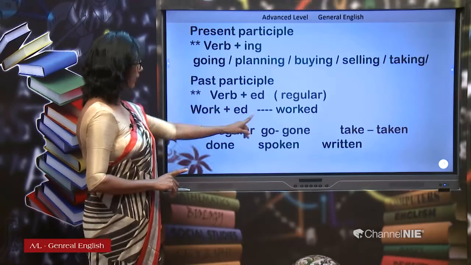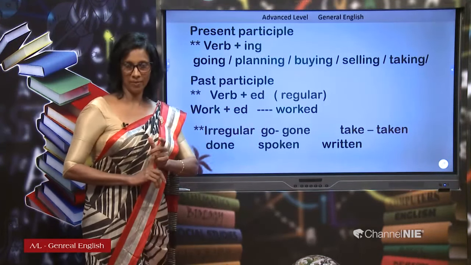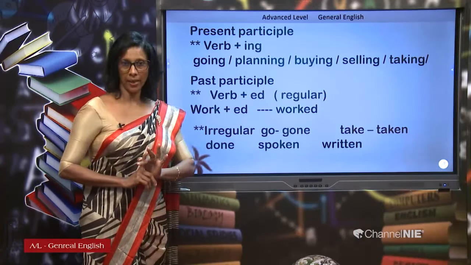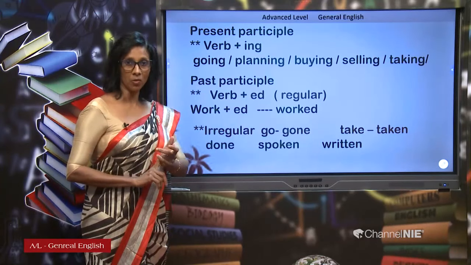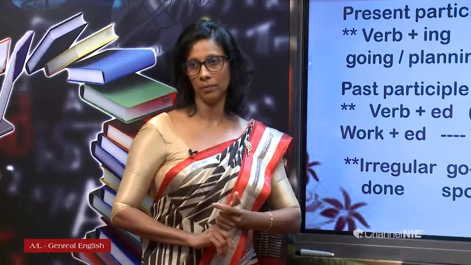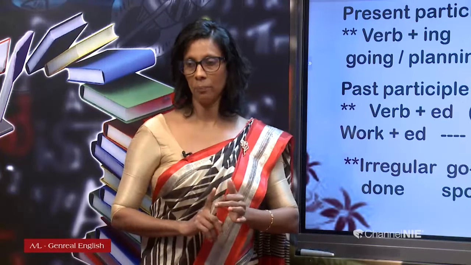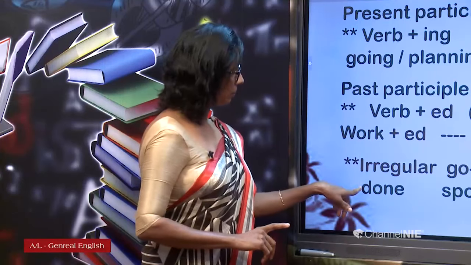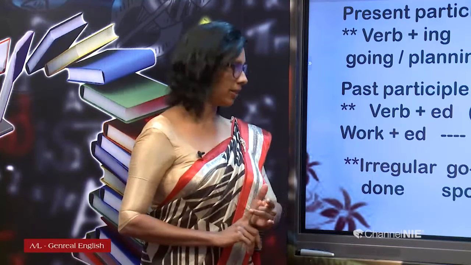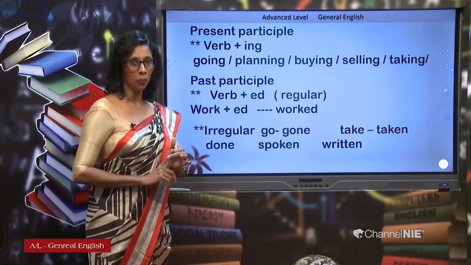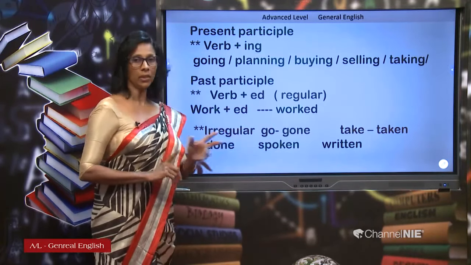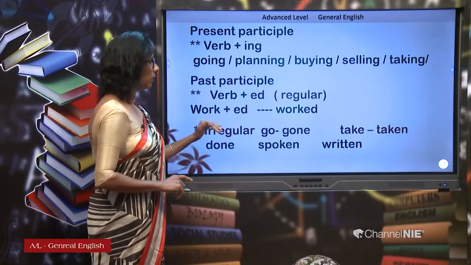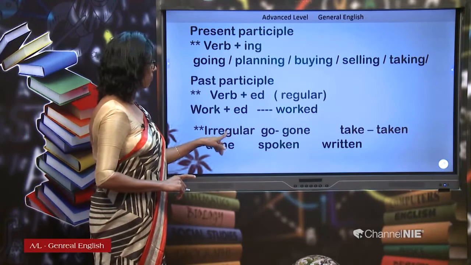But look here, irregular. Go, went is the past tense, gone is the past participle, right? Then the verb take: take, past tense is took, and past participle is taken. What about the word make? Make, made, made. Then I have given you some other examples. Do, did, done. Speak, spoke, spoken. Write, wrote, written.